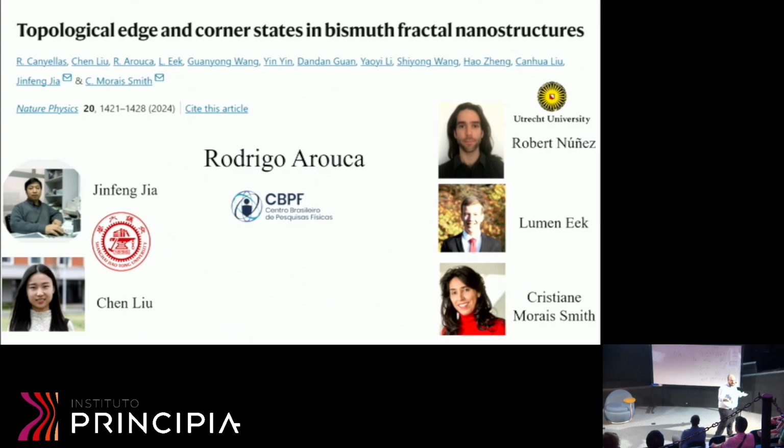Here we are looking at bismuth at low temperatures, looking at topological states. It's a topic that I think is very interesting, and it's not so well explored. I think fractality in this context, as I'm going to show, is something interesting to show to you.